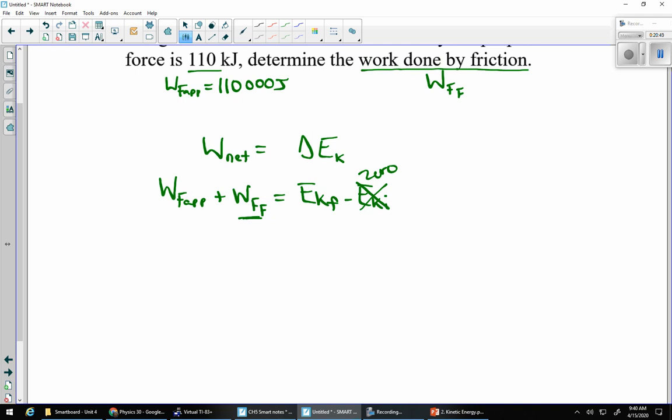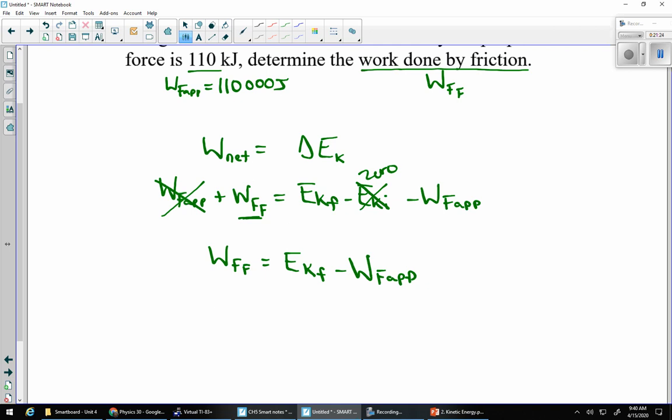Cool. So all I'd really need to do to get work done by force of friction is subtract the work done by my applied force from both sides. So that's going to get rid of that one. Rearranging can turn into a bit of a mess, so I'm just going to rewrite this. Work done by the force of friction is equal to my final kinetic energy minus the work done by my applied force.